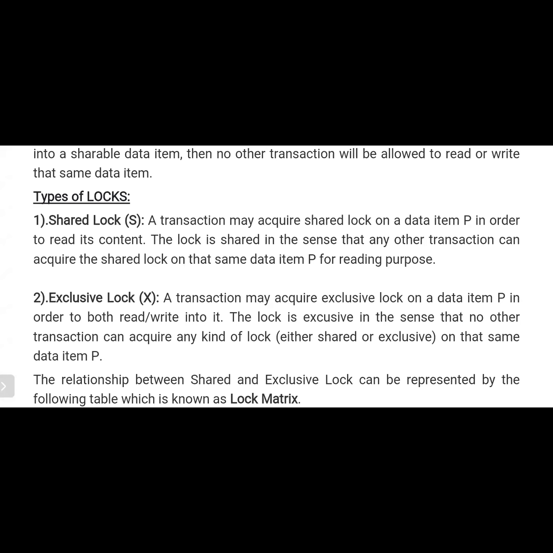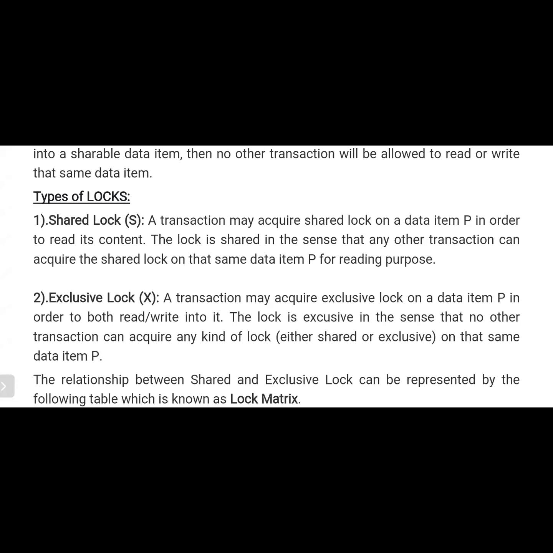Let's look at the screen. A transaction may acquire a shared lock on data item P in order to read its content. This is used for performing the read operation on the particular data item. The lock is shared in the sense that any other transaction can acquire a shared lock on the same data item P for reading. So we can allow more than one transaction to perform the read operation, and we can issue any number of shared locks on the same data item.